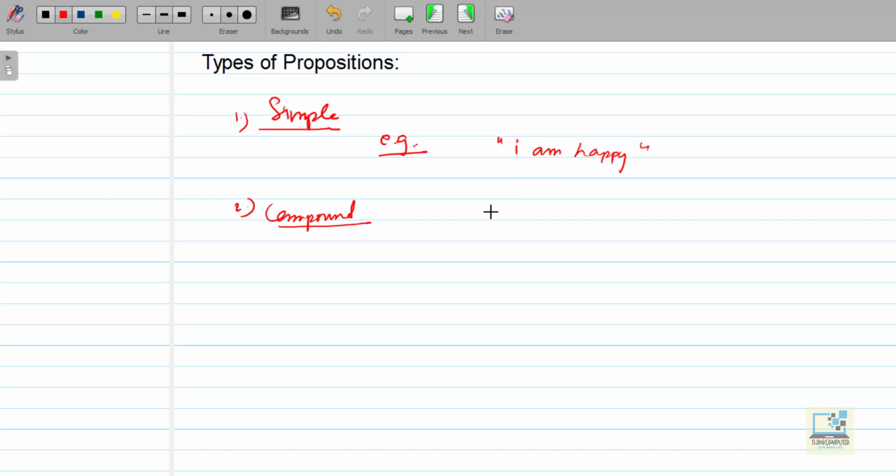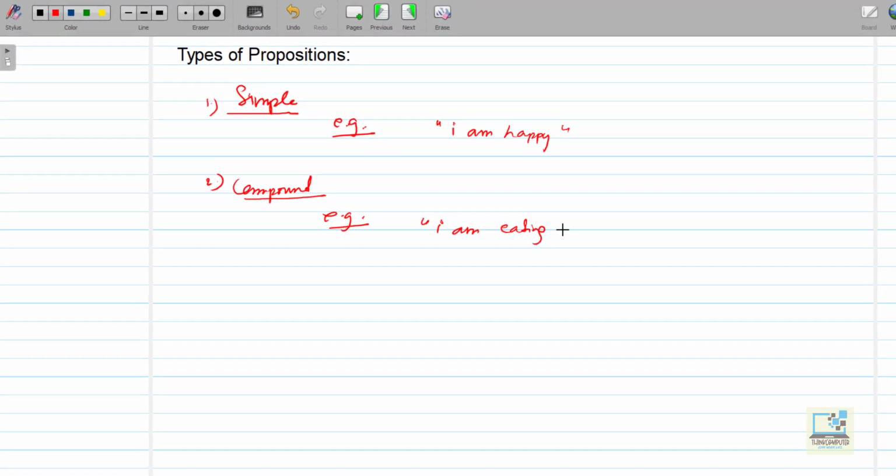But if I give an example of a compound proposition, I am saying that I am eating and I am in home. If you see, there are actually two propositions. This is the first one and this is the second one. So two propositions are joined together to form a compound proposition.